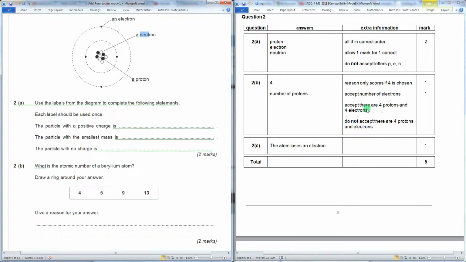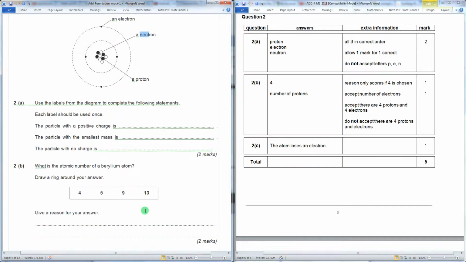If you've mentioned electrons, if you said there are 4 protons and 4 electrons, that's okay. The protons are the most important thing. You've got to be very careful, though. If you say 4 protons and electrons, that could be misinterpreted, and so they've not given you the mark, because you might mean there are 2 protons and 2 electrons, or 3 protons and 1 electron. So make sure you're really clear about that, and if it asks you about atomic number, really the protons are the things that matter.